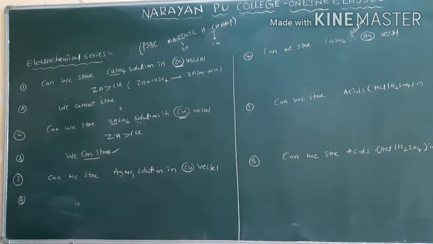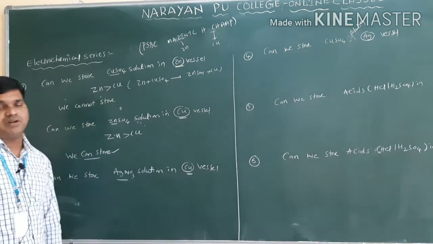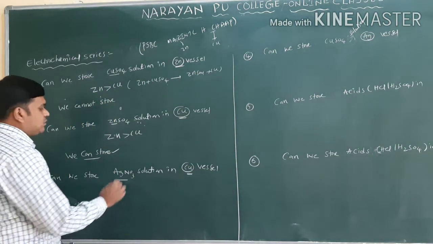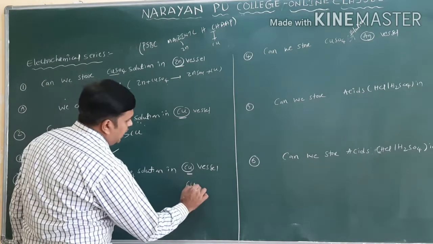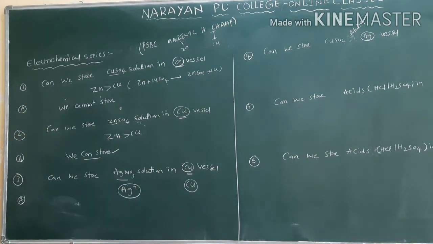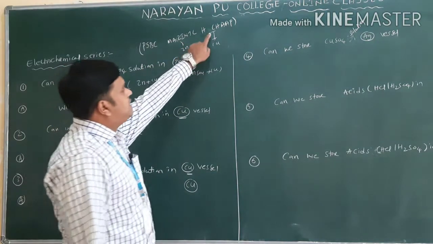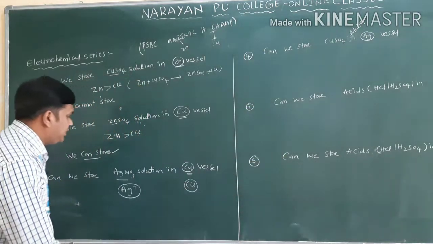Come to the third question. What is the question here? Can we store silver nitrate solution in a copper vessel? Silver nitrate solution gives what ions here? You can say Ag+ ions are there, and here the copper vessel is there. So generally what is the reactivity order of copper and silver? Here copper is there, next after that we have mercury, then silver is there. So what will we write here?